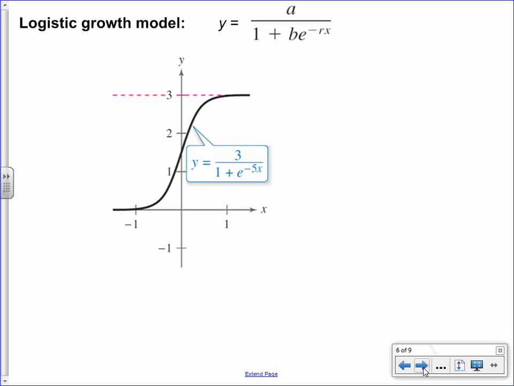Okay, and then our last model is the logistic growth model. This is kind of cool, in my opinion. Basically, do you see how this starts to grow exponentially and then it tapers off? What I want you to think about is something like a rumor spreading.